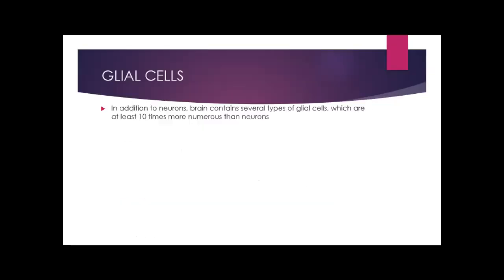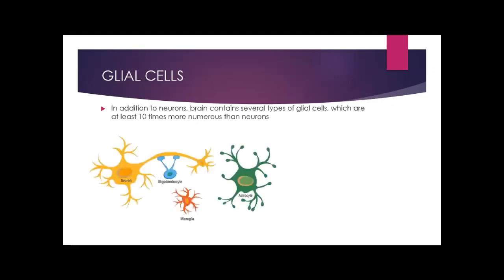This is a diagram showing the major features of a typical neuron. Then we have the glial cells. In addition to neurons, brain contains several types of glial cells, which are at least 10 times more numerous than neurons. We have the oligodendrocyte, microglia, astrocyte, and Schwann cells.